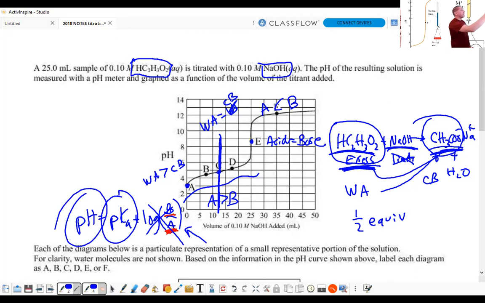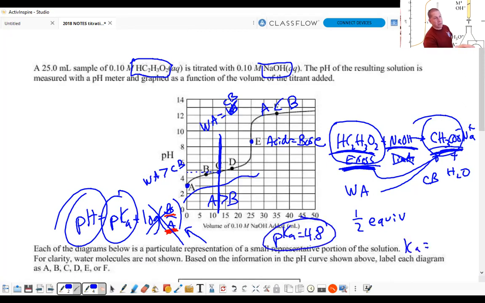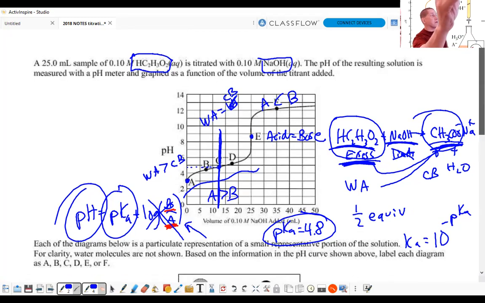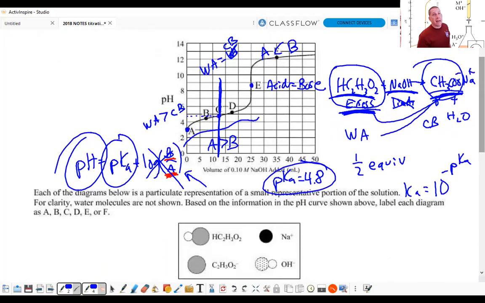So we can actually read the graph here. Looks like maybe 4.8, let's say. So that's the pKa, which means the Ka is 10 to the negative pKa, just like the H3O plus is 10 to the negative pH, and the OH minus is 10 to the negative pOH. The Ka is 10 to the negative pKa. So 10 to the negative 4.8, we could figure out the acid's Ka value.